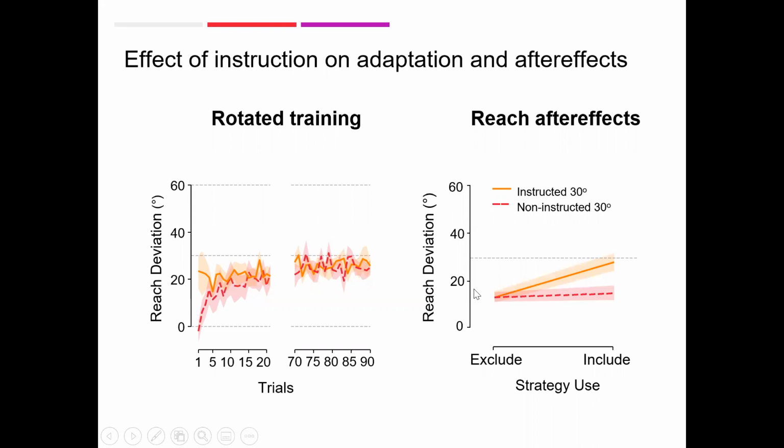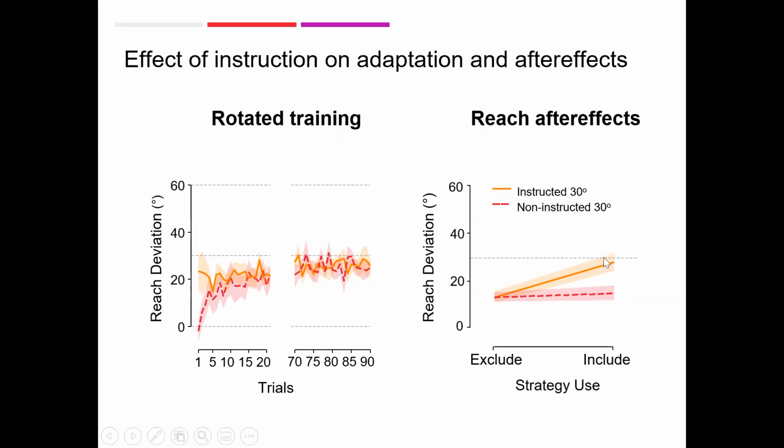So over here on the left is the reach aftereffects. They're about 15 degrees, which is typical for these kinds of adaptation trials. And they're the same whether they're instructed or not. So they can't exclude this. They're told to, but they really do continue to produce that deviation, which again suggests they're largely unconscious or implicit.